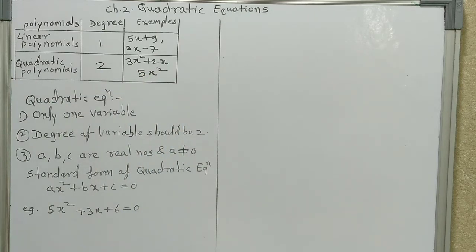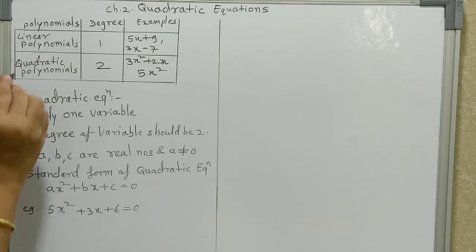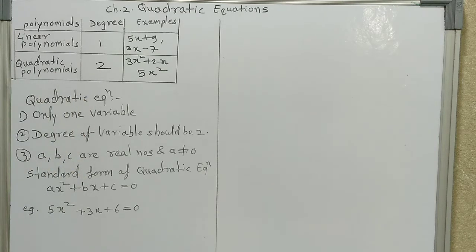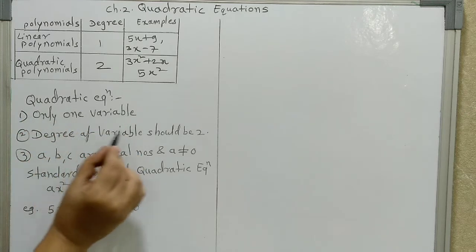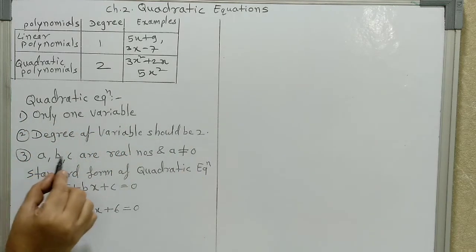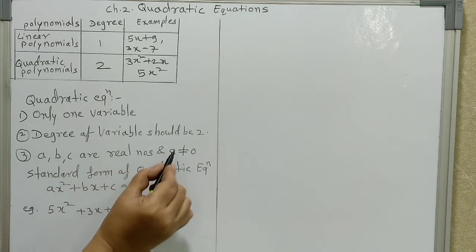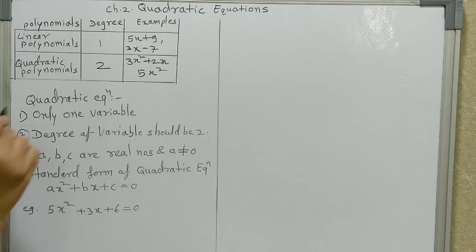So a polynomial in one variable having degree 1 is called a linear polynomial, and a polynomial of degree 2 is called a quadratic polynomial. Now we see what a quadratic equation is and how we identify it. A quadratic equation means an equation involving one variable having 2 as the maximum index or power of the variable. It means only one variable, the degree of the variable should be 2, and a, b, c are real numbers and a not equal to 0. These are 3 conditions.